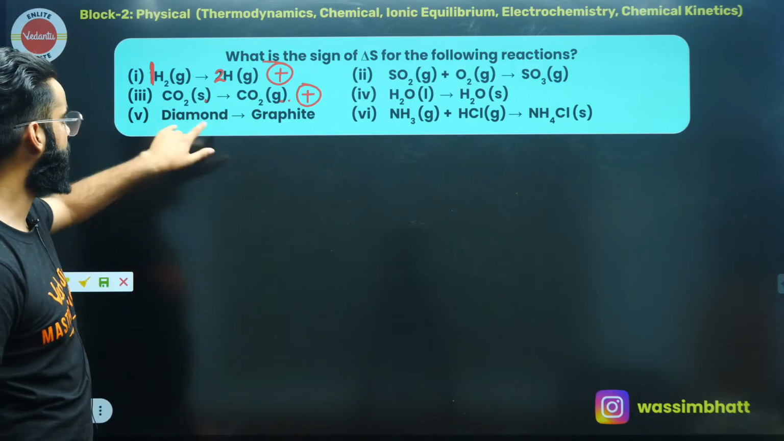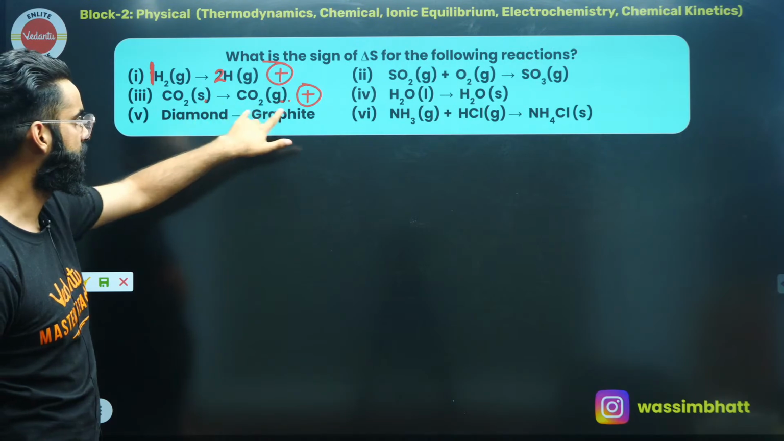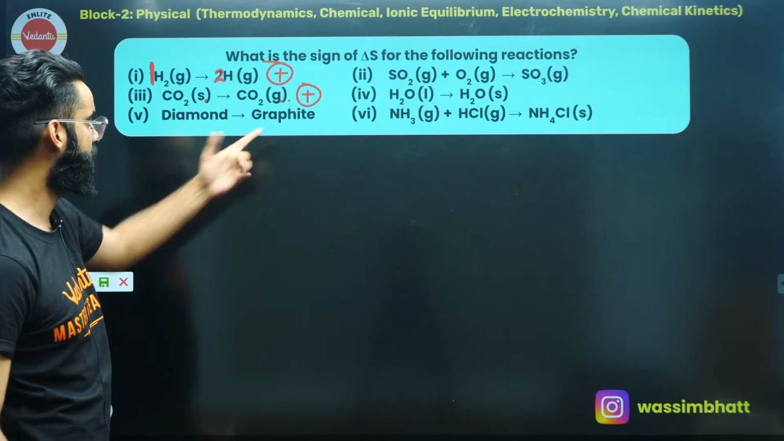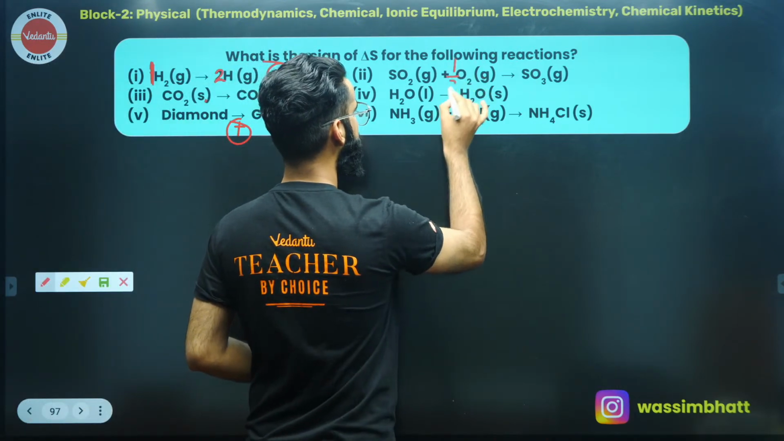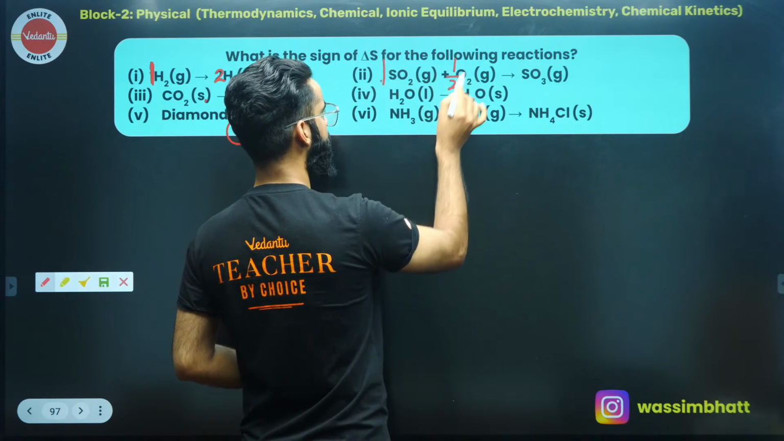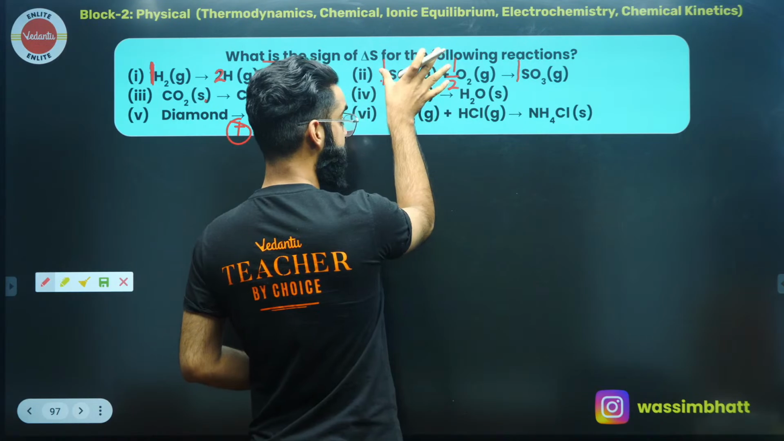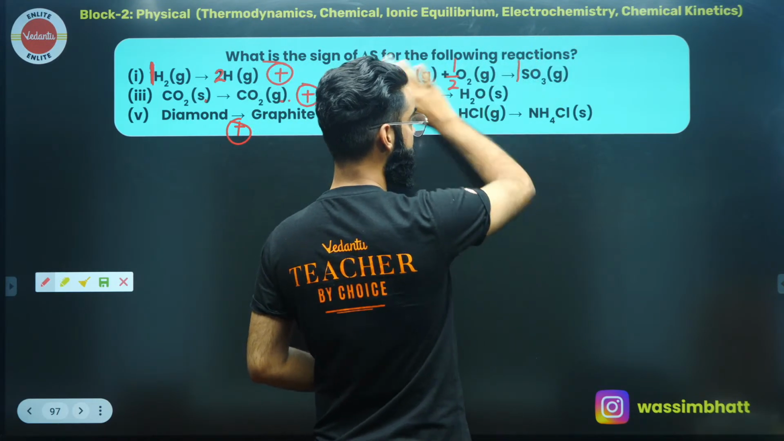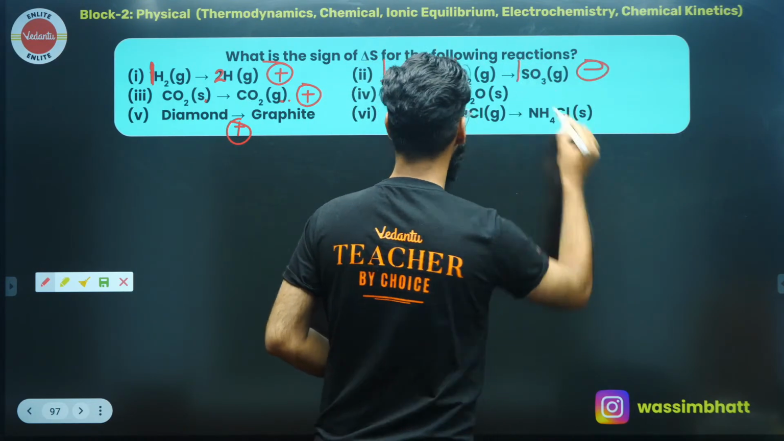Diamond into graphite. Diamond is less disordered, and graphite is more disordered, right? Less disorder to more disorder, entropy increasing, delta S positive. This one has a half over here. On the reactant side, 1 plus 1 by 2, total 3 by 2 moles. On the product side, 1 mole. So from 3 by 2 moles to 1 mole, the number of moles is decreasing, the number of particles is decreasing, disorder is decreasing, entropy is decreasing, delta S negative.